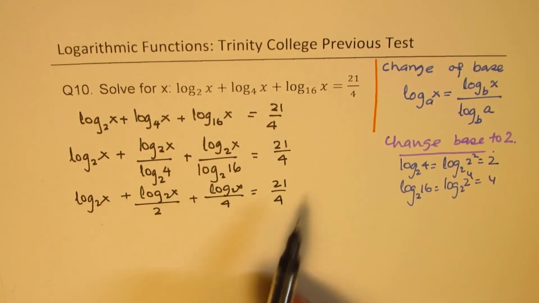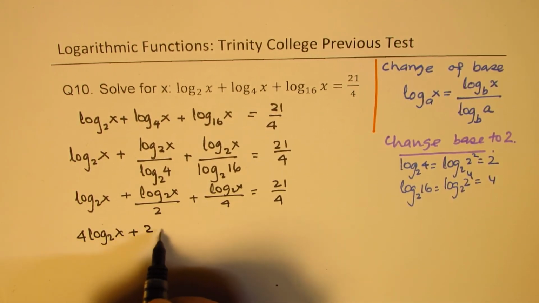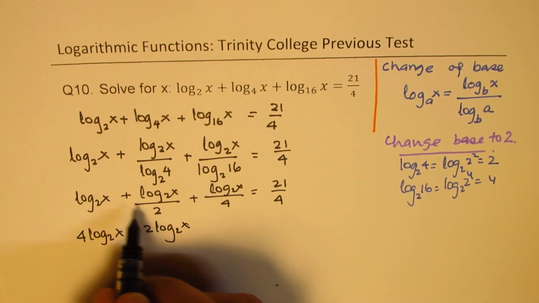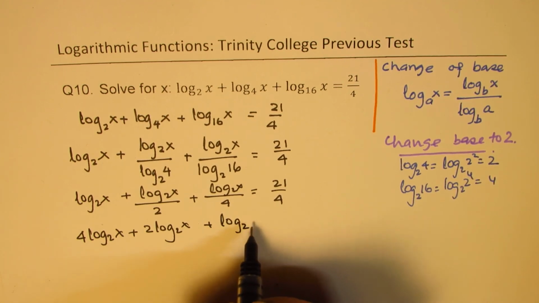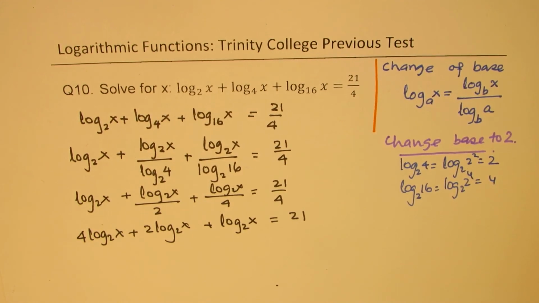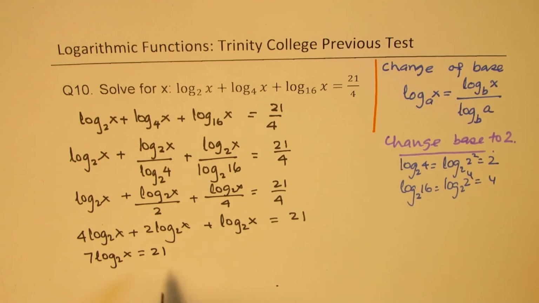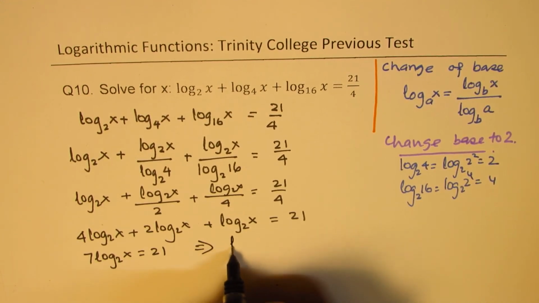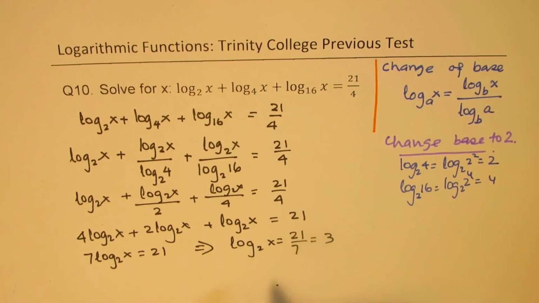Now let's multiply everything by 4. So we get 4 log to the base 2 of x plus 2 log to the base 2 of x, correct? So 4 and 2 remain. And here we get log to the base 2 of x equals 21. Multiplying by 4, get rid of this denominator. So we have 4 plus 2, 6 plus 1, 7. So we can write 7 log to the base 2 of x is 21, right? So this gives you that log to the base 2 of x is 21 over 7 or 3, right?